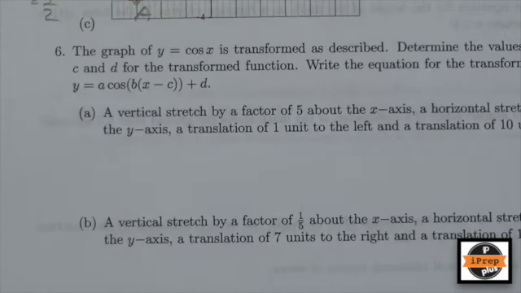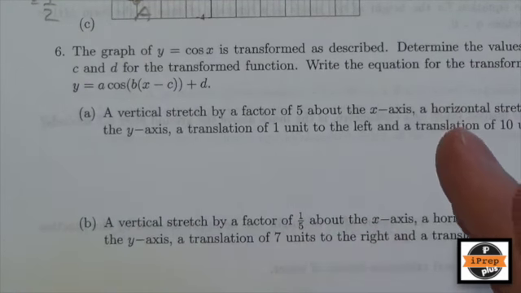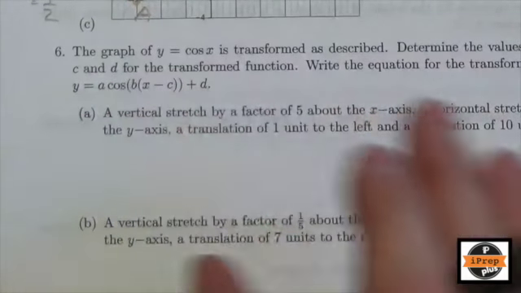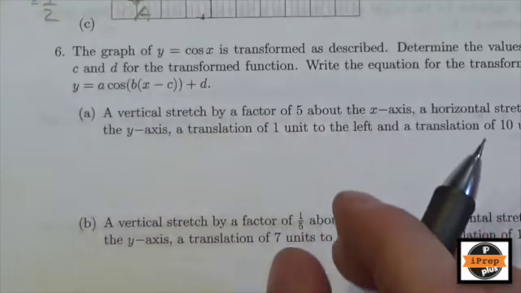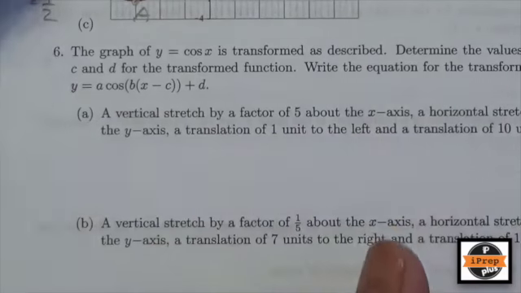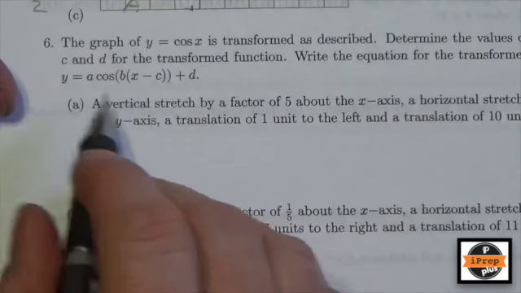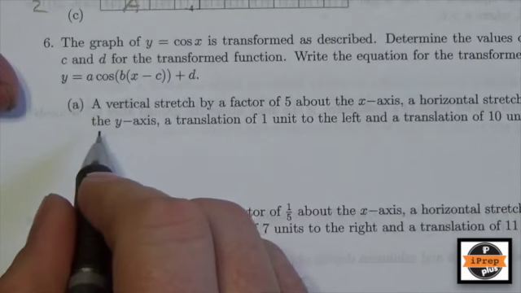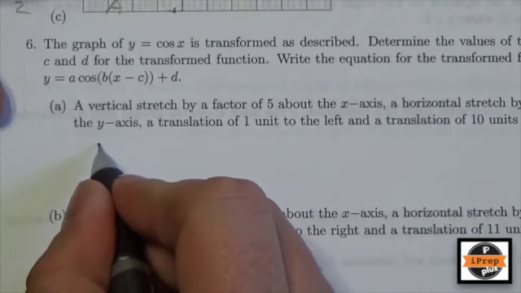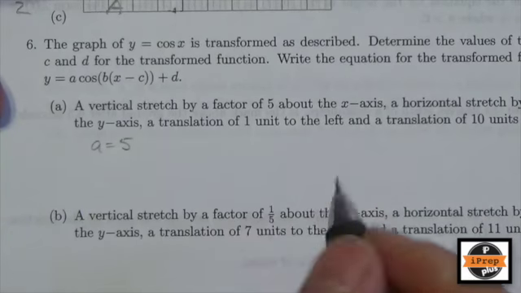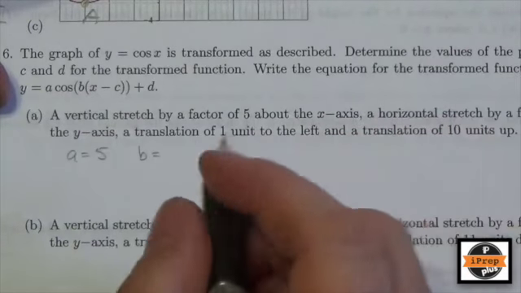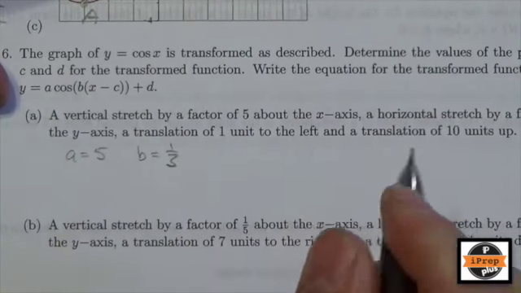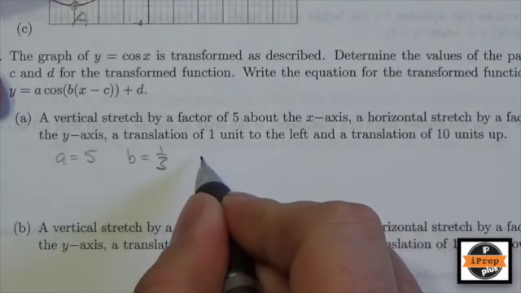All right, the purpose of this question is really just to emphasize that trigonometry is no different than any other branch of mathematics when it comes to transformations. So, other than the vocabulary, we're talking about cosine here. A vertical stretch by a factor of 5 about the x-axis means the a value is going to be 5. A horizontal stretch by a factor of 3. Now, remember when you put a horizontal stretch in, you reciprocate it, so it's going to be 1/3.